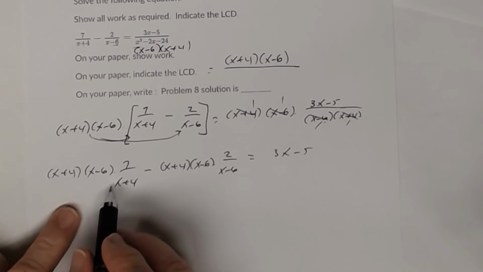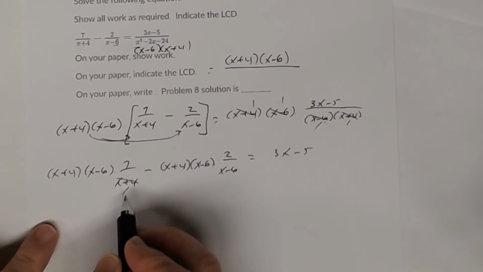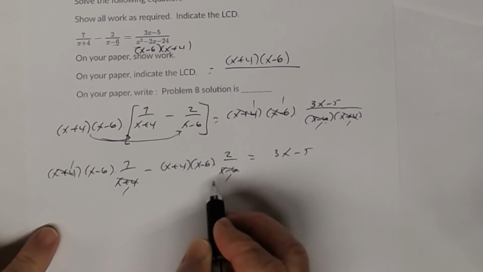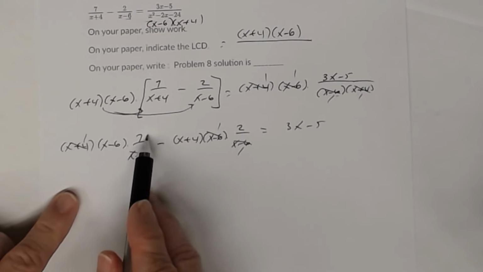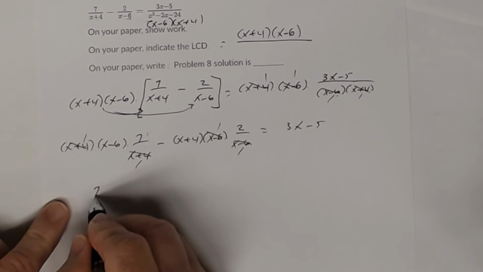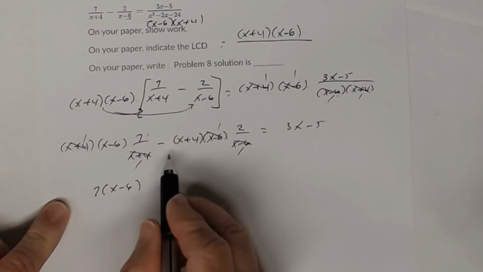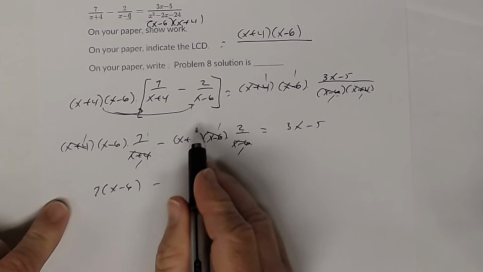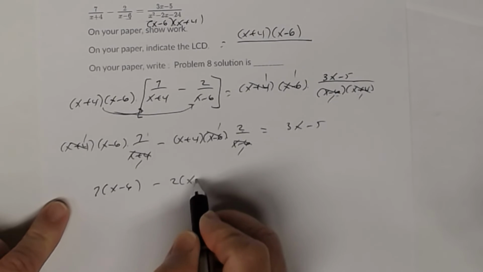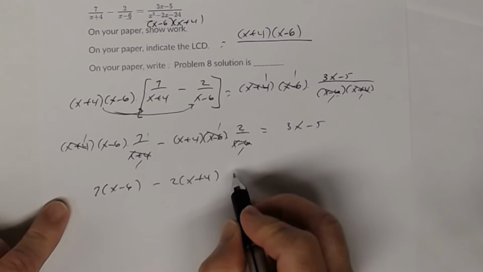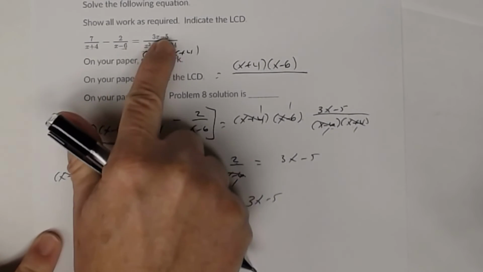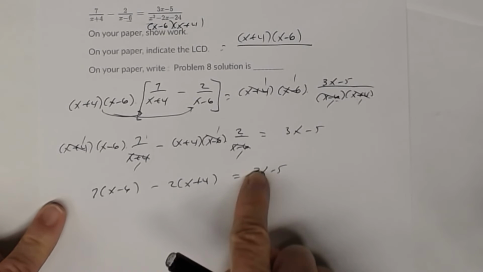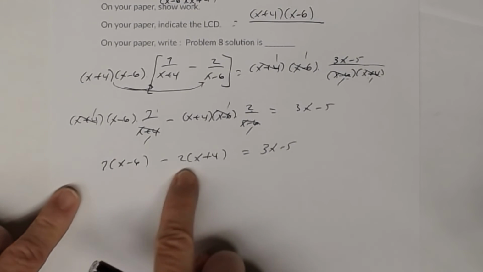Over here, I'm going to go ahead and reduce the x plus 4s now, and then we reduce the x minus 6s. And so now what we have is 1 times x minus 6 times 7, which I can rewrite as 7 times x minus 6, minus 2 times x plus 4, make sure you put the x plus 4 in parentheses, equal 3x minus 5. So notice I went from a rational equation to a linear equation. So now all I have to do is just solve this linear equation.